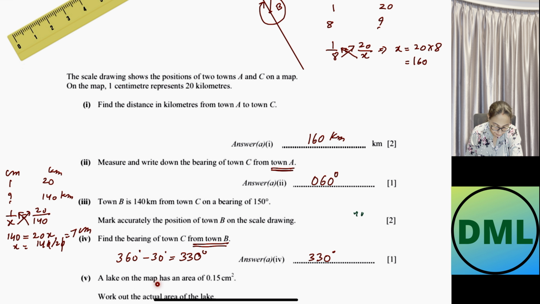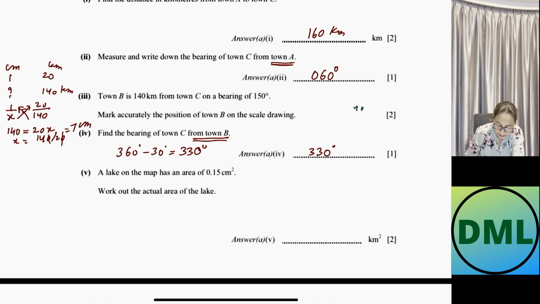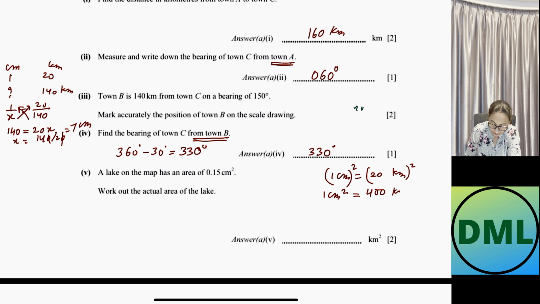A lake on the map has an area of 0.15 centimeter square. Work out the actual area of the lake. The relation they have given to us is 1 centimeter is equal to 20 kilometers. Here they are talking about the area, which is in centimeter square. This relation is in centimeter, so I have to square both sides. 1 centimeter squared is 1 centimeter square. 20 squared is 2 times 2 is 4 and double zeros, it is 400 kilometer square.